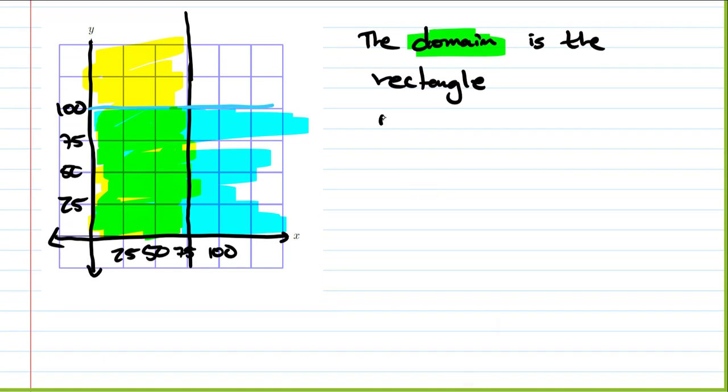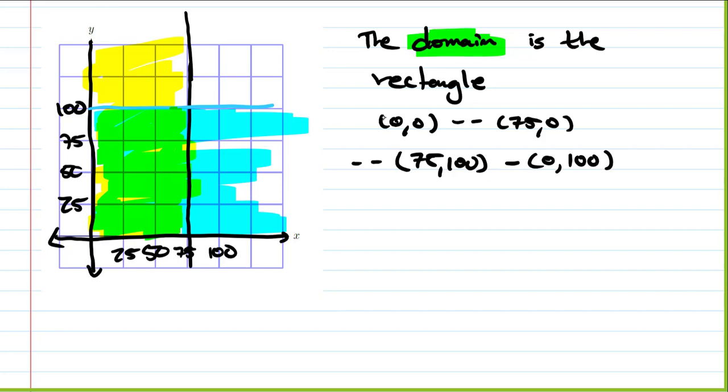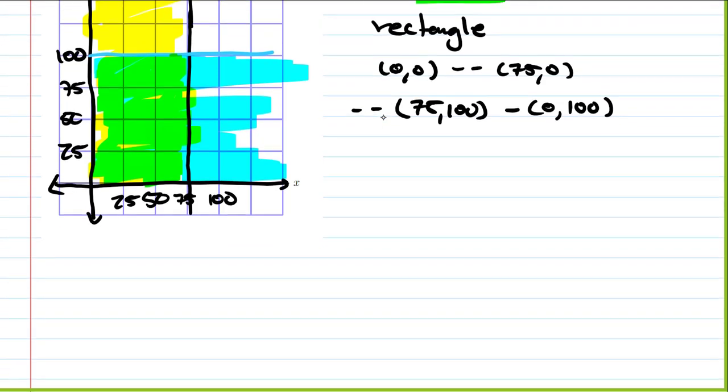with the following. So 0, 0 to 75, 0 to 75, 100 to back to 0, 100. There we go. And that would give us the rectangle that we're seeing there in green, right? So our domains for multivariate functions can be a little more complicated. We could also have something that would be a bit more interesting.